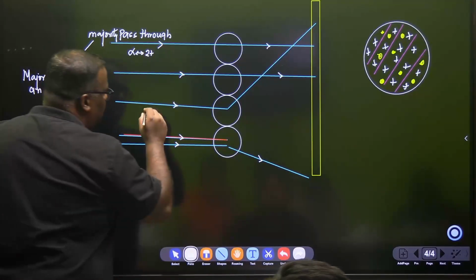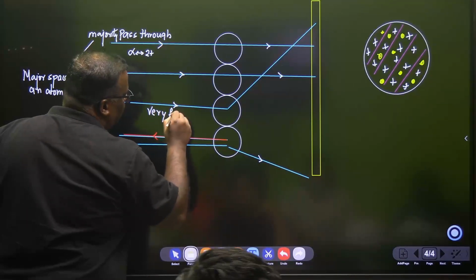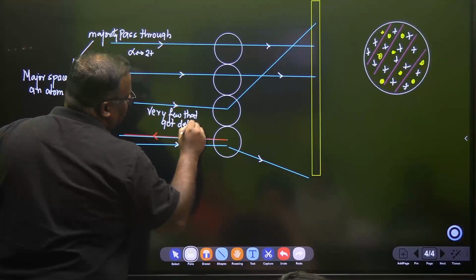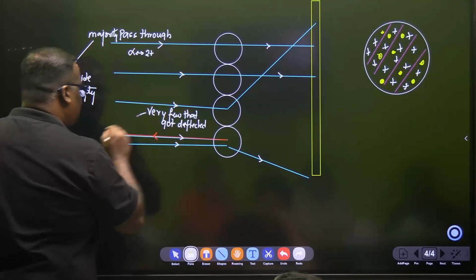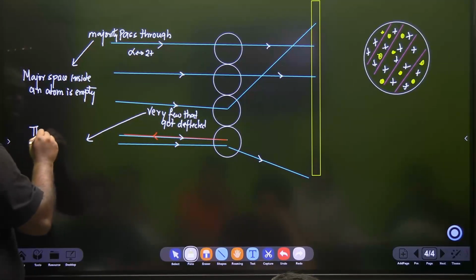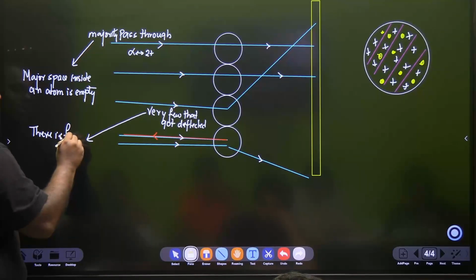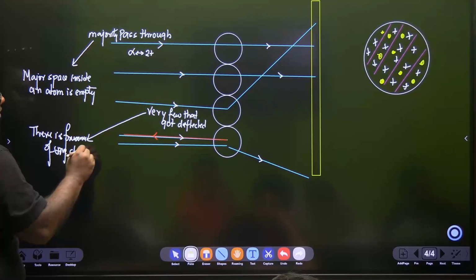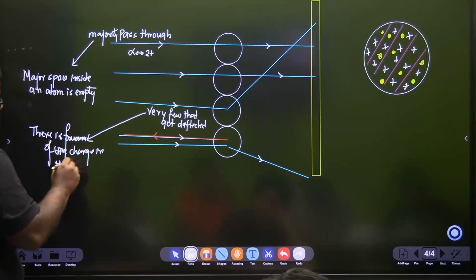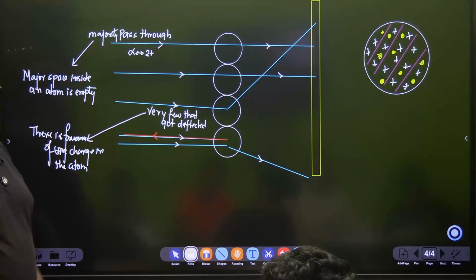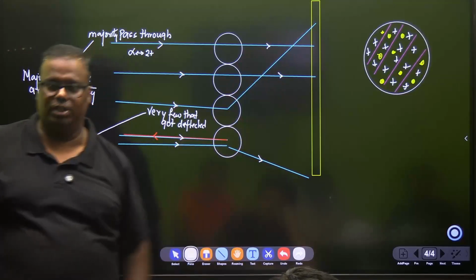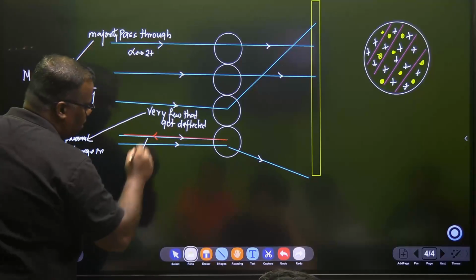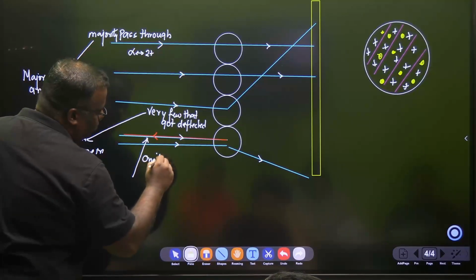Then these are my very few that got deflected. Do you agree? Very few that got deflected tells me there is presence of positive charge in the atom. That's why it must have gone near a positive charge, and it has got deflected. Otherwise, it happily goes through, right? And this was that 1 in a million that had what?